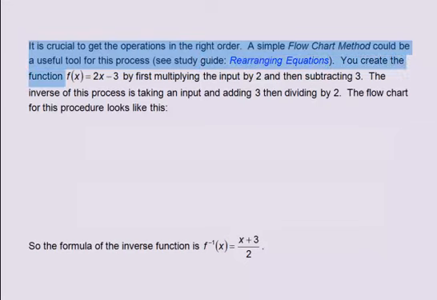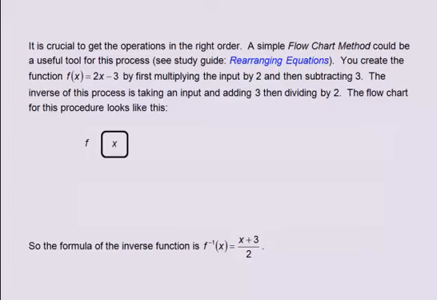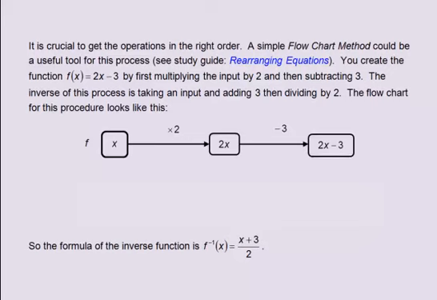You create the function f of x equals 2x minus 3 by first multiplying the input by 2 and then subtracting 3. The flowchart for this might look like this. For f, start with x in a box, multiply by 2 to get 2x, and then subtract 3 to get 2x minus 3.